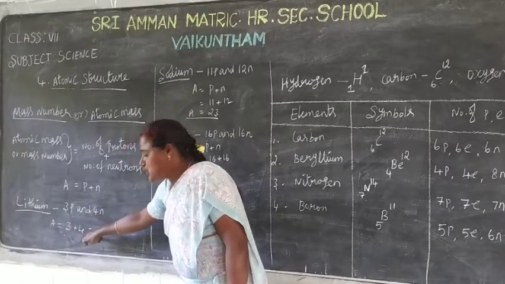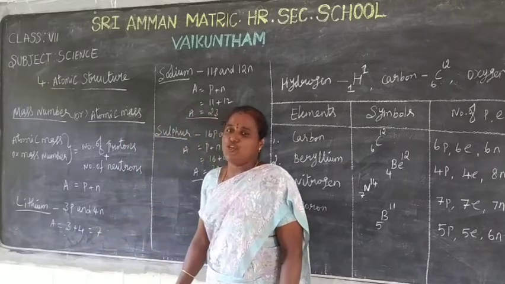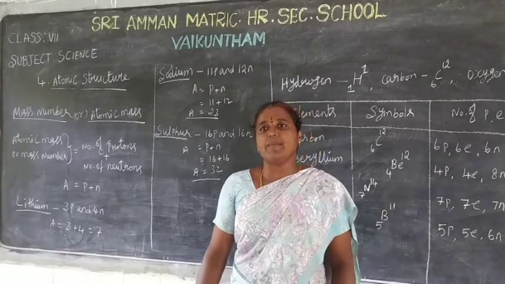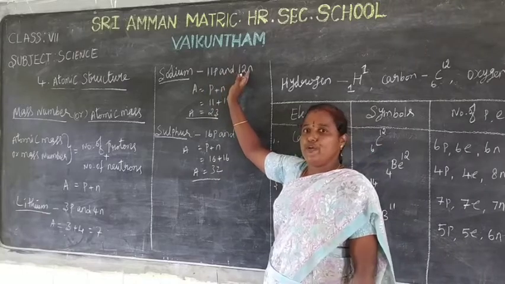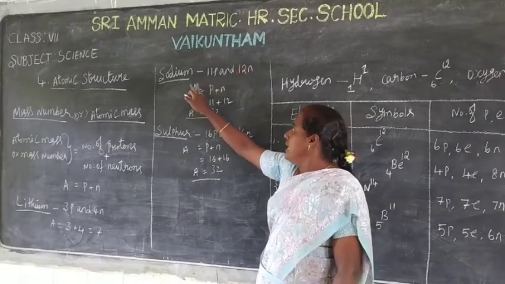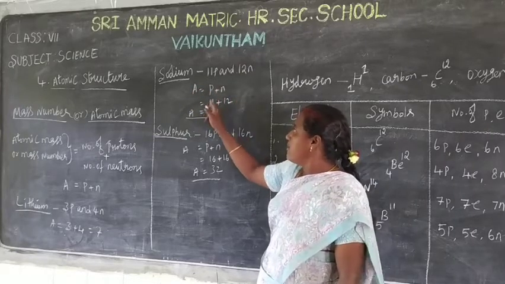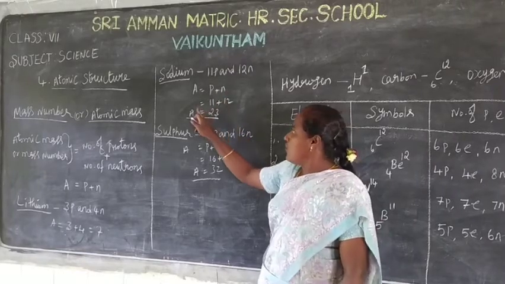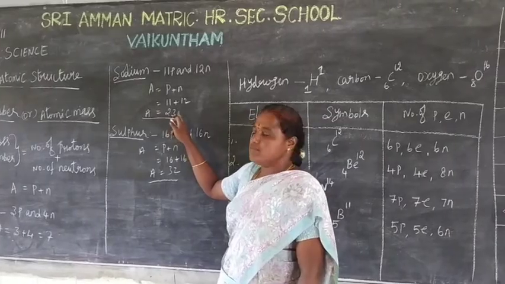3 plus 4 is equal to 7. Atomic mass of lithium is 7 units. Okay, next, second example: in a sodium atom there are 11 protons and 12 neutrons. Its atomic mass, A, is equal to number of protons plus number of neutrons. Number of protons 11 plus number of neutrons 12. Therefore, atomic mass of sodium is equal to 23.